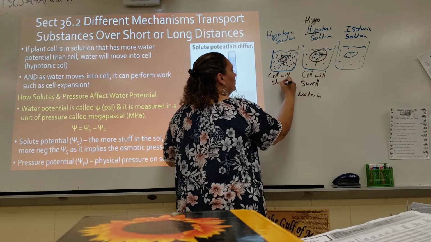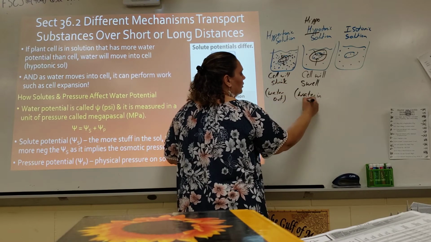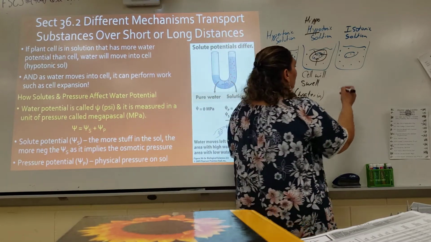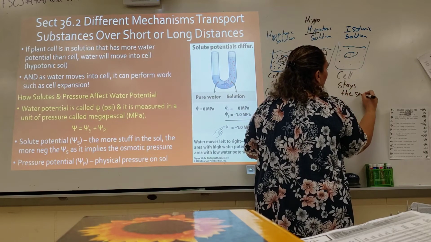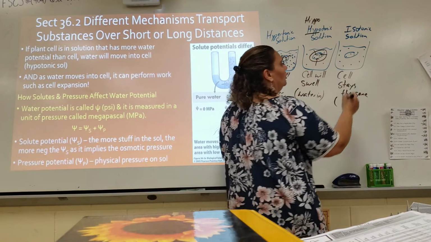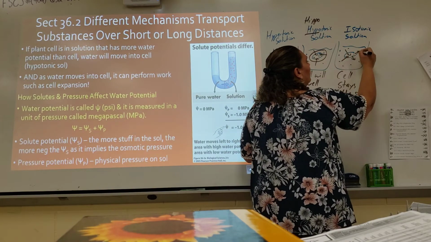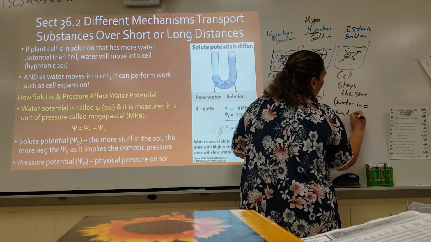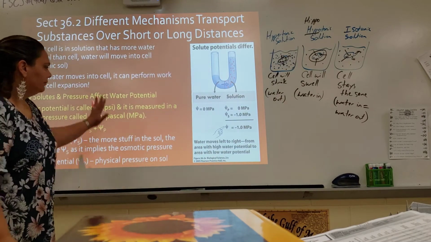Cell will shrink, water out. So then isotonic. What's going to happen to the cell? The cell stays the same. So does that mean there's no water movement? Nope. We have to have water movement. Otherwise, that's cell death. But water in equals water out. Good. All right. Let's click.